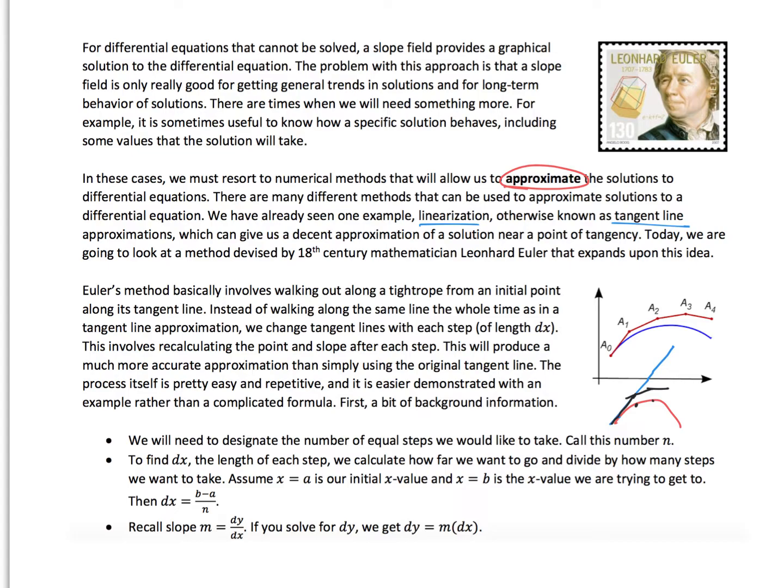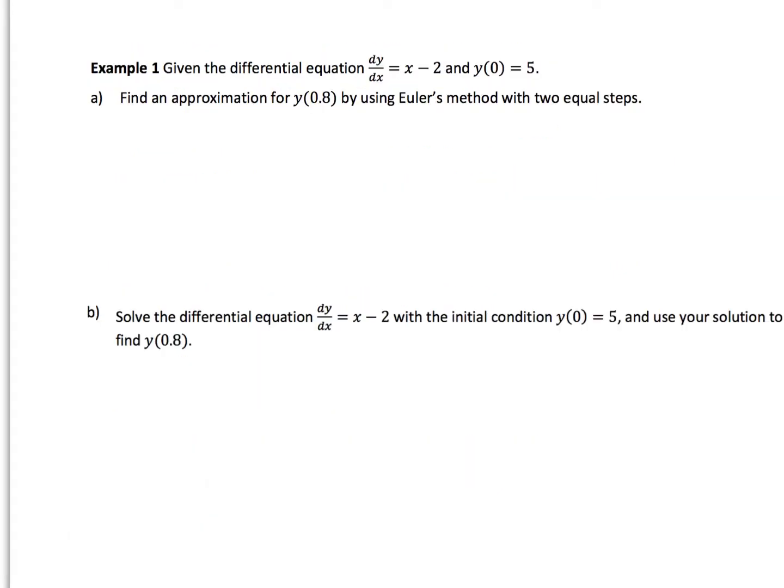And the lower the dx, just like when we did secants to tangent lines and when we did our area under a curve, the lower we get our dx, the closer approximation we're going to get. Does that make sense?